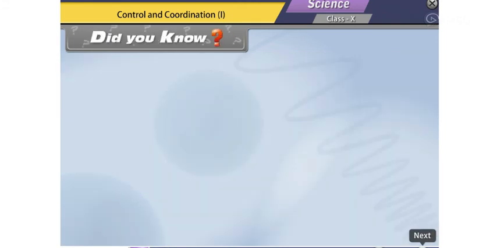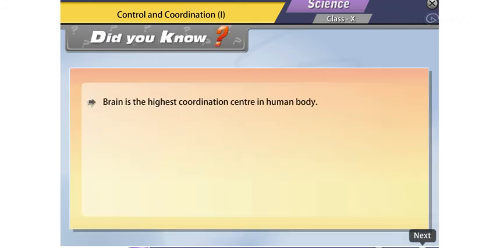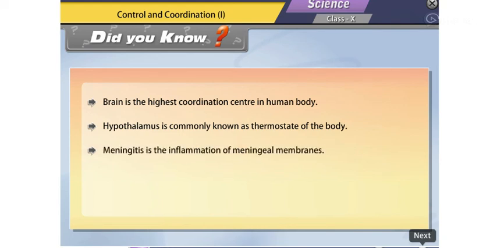Did you know? Brain is the highest coordination center in the human body. Hypothalamus is commonly known as the thermostat of the body. Meningitis is the inflammation of meningeal membranes. Cerebellum is also known as the little brain.